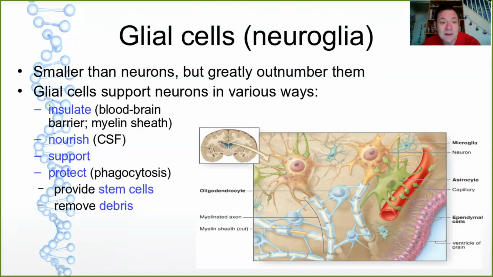So they insulate, they form a blood-brain barrier, they separate the circulatory system from the brain. They provide nourishment to the neurons via producing cerebrospinal fluid. They support them, they protect them. Certain glial cells perform phagocytosis, meaning they can eat bacteria and other damaging particles in the brain. They remove debris, and they provide stem cells. So some glial cells can mature and divide to produce new neurons when that's necessary.